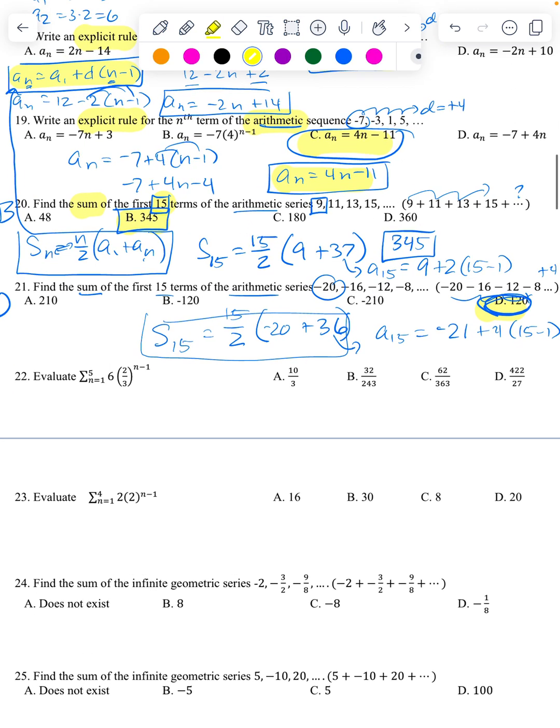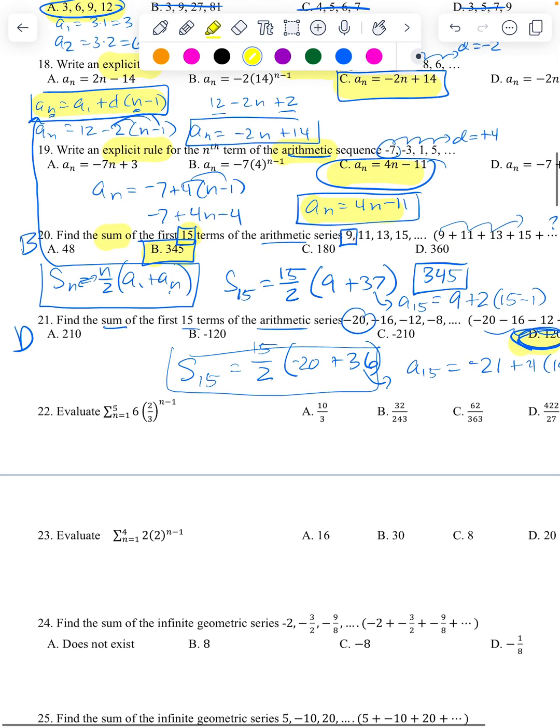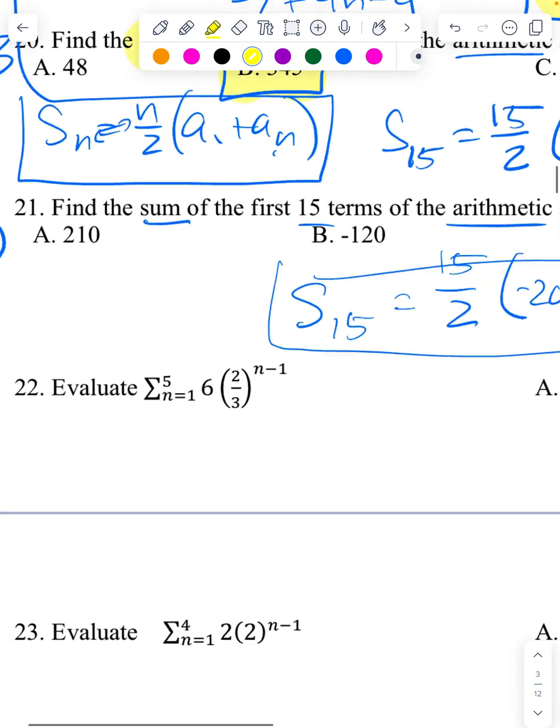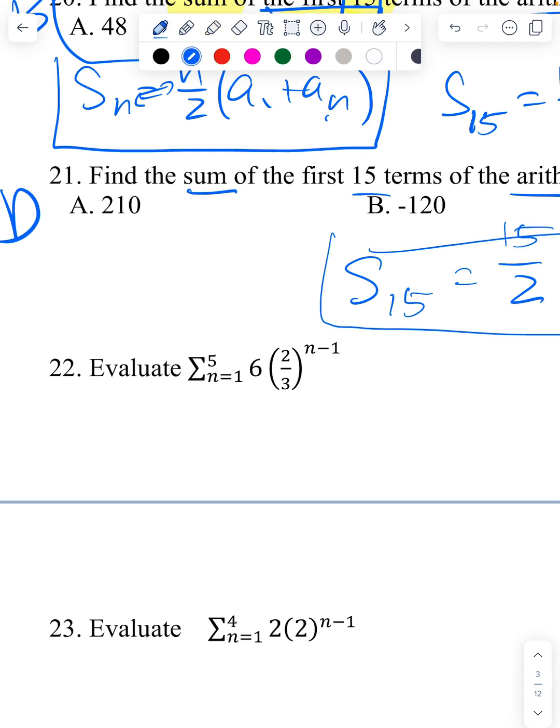Here I'm evaluating a sigma, which is going to be a sum. And if you look at this, this is geometric because that's the style of this. You have a number in front of your ratio and then to the n minus 1 power. That's your geometric if you look on your formula sheet. So this means sum. And so I'm going to be adding up 5 numbers because it says to start with 1 and go to 5. So 1, 2, 3, 4, 5 means I'm getting 5 terms that I'll be adding together.